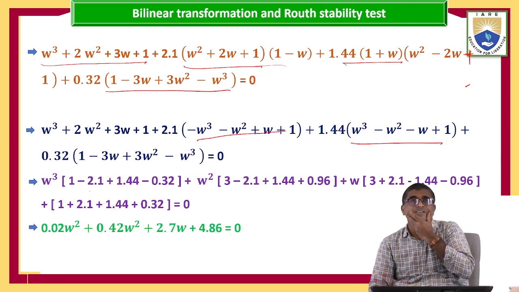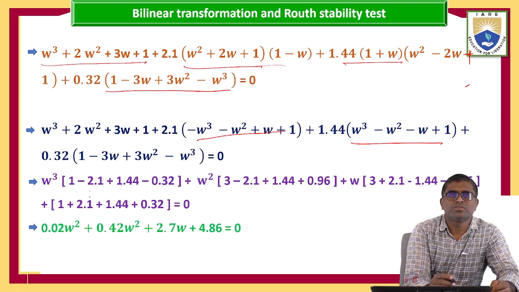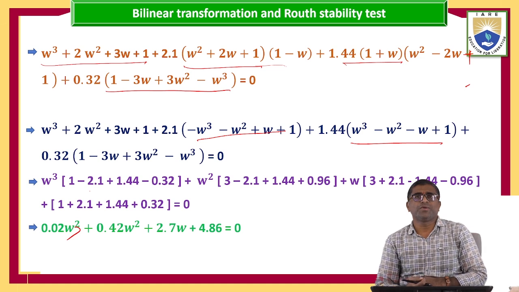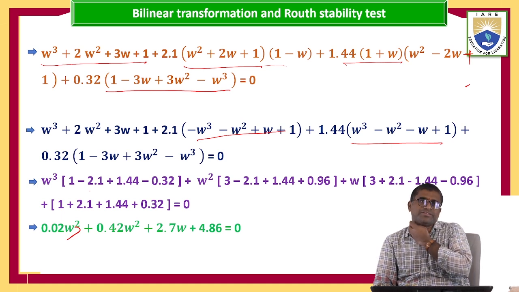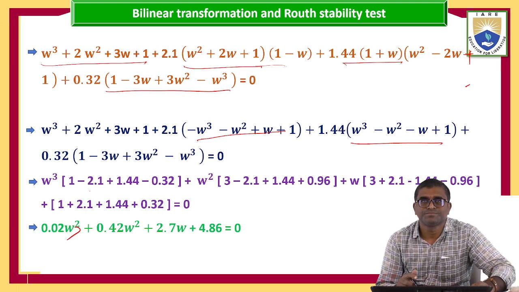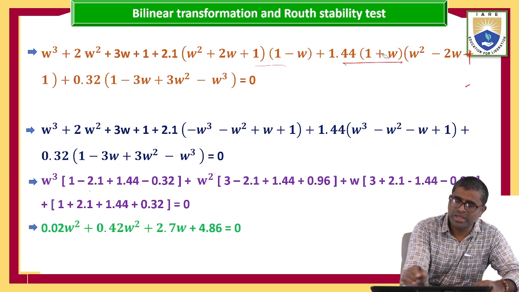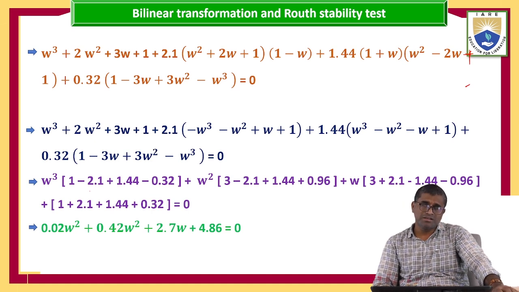Simplifying this one, the omega cube coefficient is 0. Sorry, it is wrong, it is 0. We get 0.02 into omega cube plus 0.42 into omega square plus 2.7 into omega plus 4.86. You got the value. This is the bilinear transformation method for solving, in case of the Routh stability criteria, for linear control system problems.